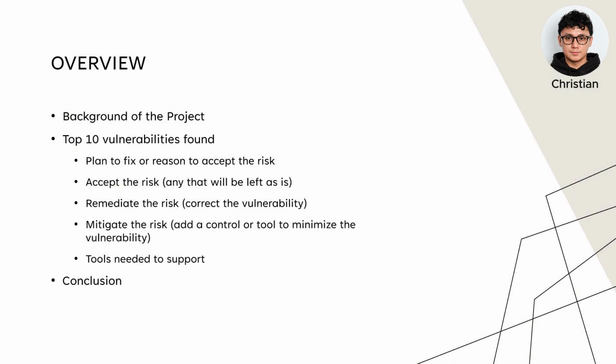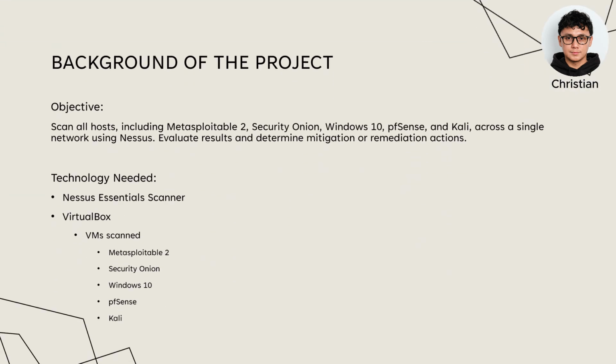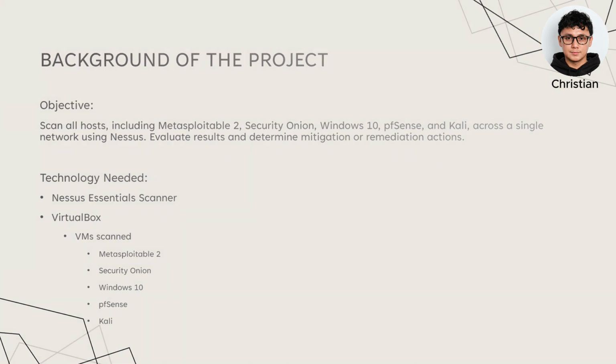In this overview of the project, we'll cover the background, the top 10 vulnerabilities identified, our plan for addressing them, and our conclusion. The goal of this project is to scan all hosts within a single network using the Nessus Essentials Scanner. These hosts include Metasploitable 2, Security Onion, Windows 10, pfSense, and Kali. After scanning, we'll evaluate the results to identify vulnerabilities and determine appropriate mitigation or remediation actions.